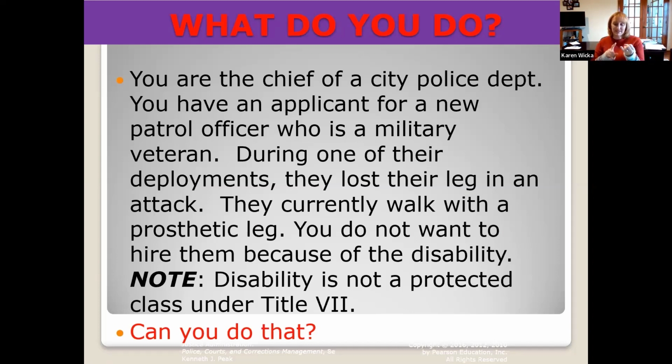Remember, it only protects race, national origin, gender. All of a sudden I'm drawing a blank on them. You know, those protected groups. Disability is not one of them. Okay, so can you then discriminate against somebody for their disability under Title VII? Now, we may talk about another one that is in the future, but under Title VII, can you discriminate against them?